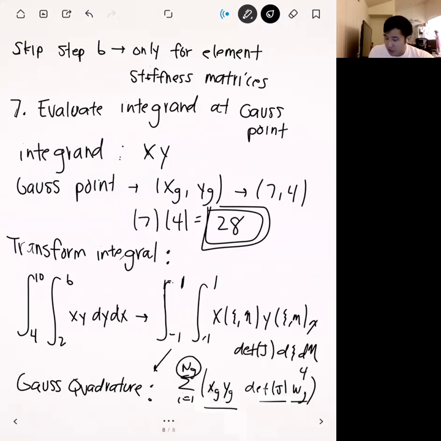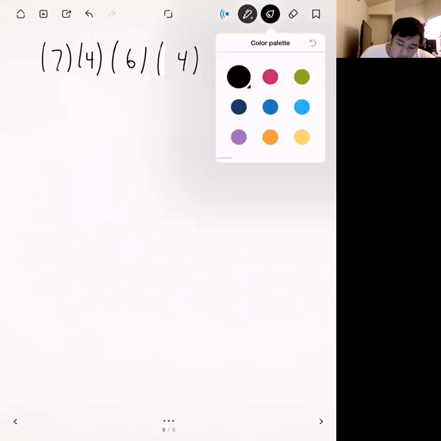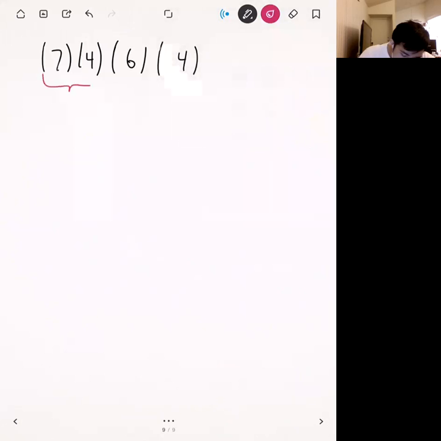Remember, the weight for this one is going to be 4. So we pull this all together, and we get xg and yg, which is 7 times 4, times the determinant of the Jacobian, which was 6, multiplied by our weight, which is 4. So let me label all these.